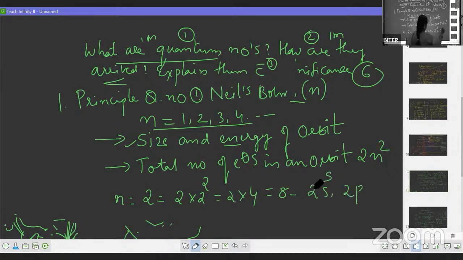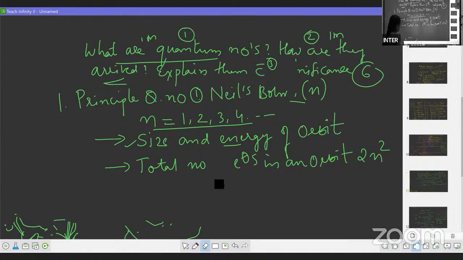Okay, now we have the number of electrons in an orbit. So this is about the principal quantum number. Who proposed the principal quantum number? Bohr proposed the principal quantum number. What is the symbol of the quantum number? The symbol is small n. What is the value of n? 1, 2, 3, 4 are represented by K, L, M, N, etc.